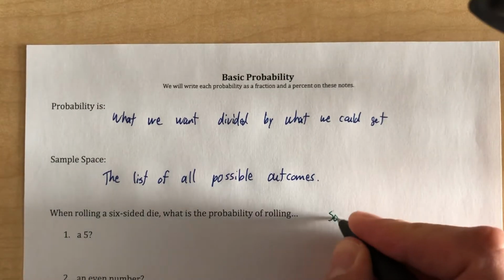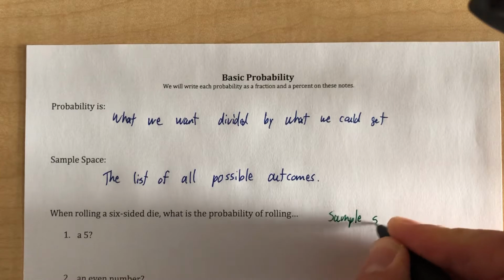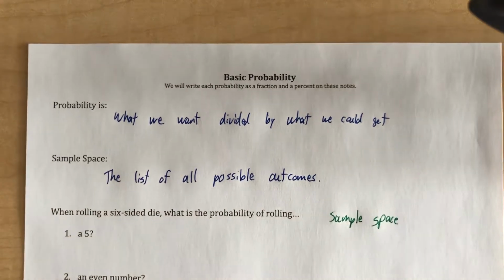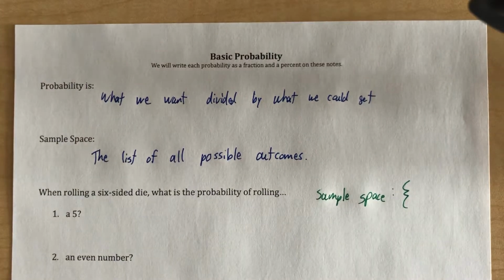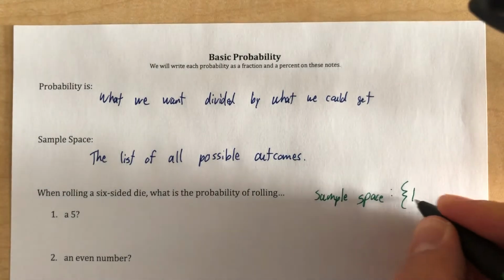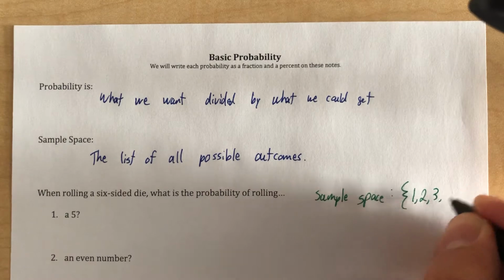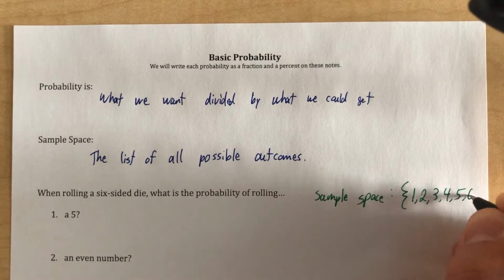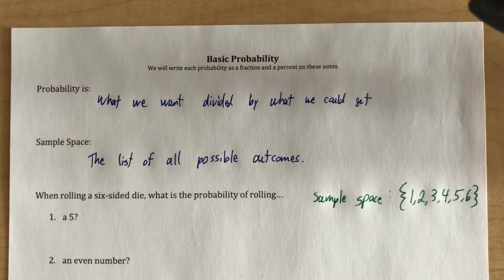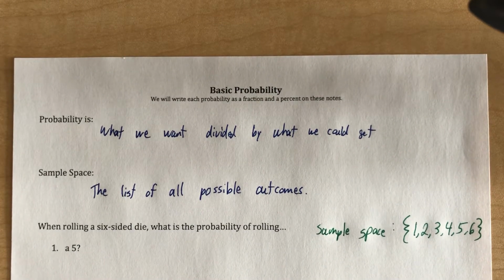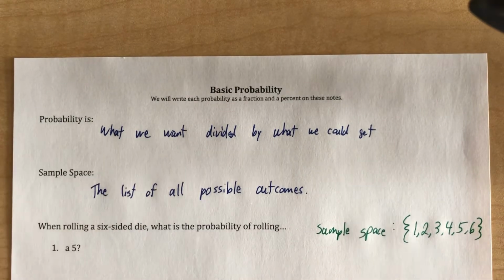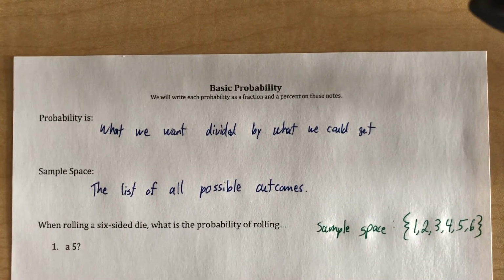So if we were to roll a six-sided die, first of all, let's just list the sample space. So here's our sample space, and this is really common sense on a problem as basic as this, but sometimes it's handy to write it. I'm going to put brackets: 1, 2, 3, 4, 5, 6. So this is everything I could get. Going back to my original definition, what we want divided by what we could get, I could get any of these numbers, and there are 6 of them.